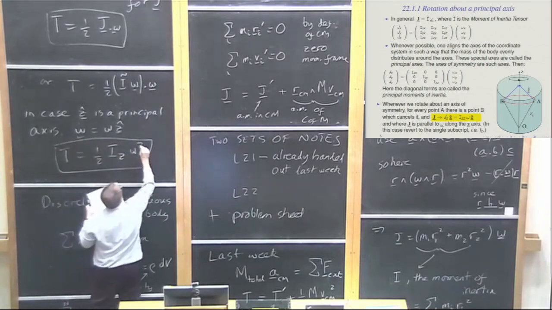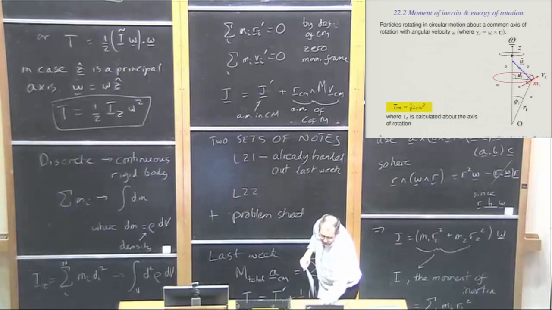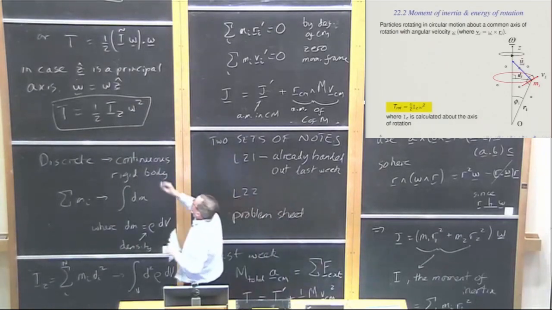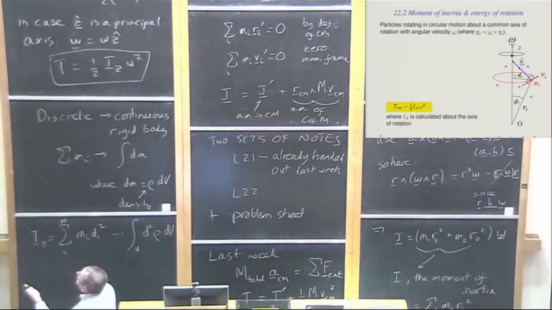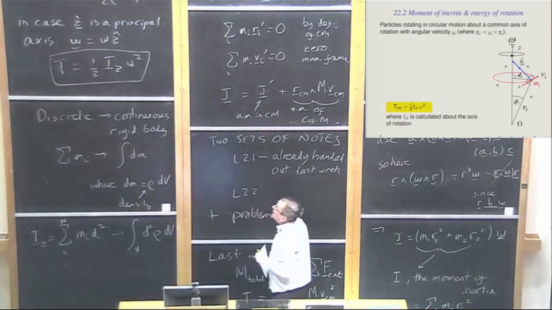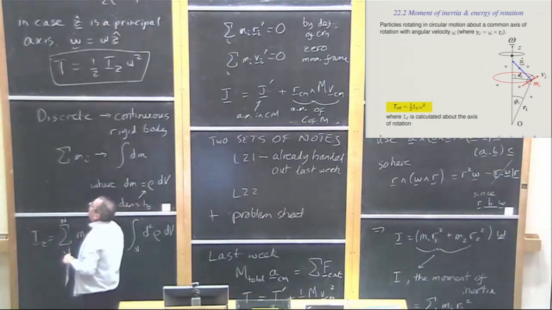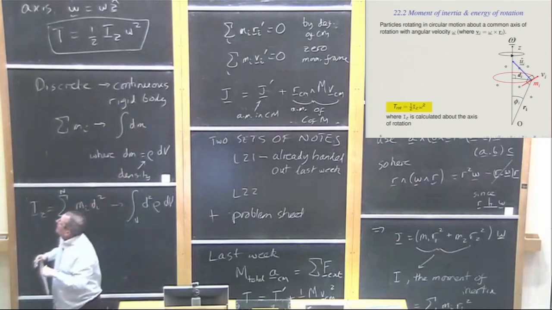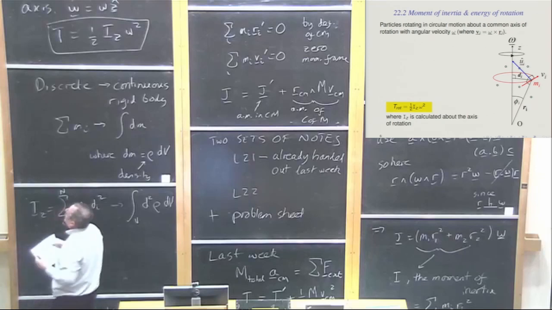Okay, so this is the expression for the kinetic energy of a rotating system. If we're rotating around the z-axis, then it's just a half times the moment of inertia about that axis times omega squared. So very reminiscent of a half m v squared, but this is the rotational analog. Okay, so let us stop there, and tomorrow we will calculate the moment of inertia for various simple systems.